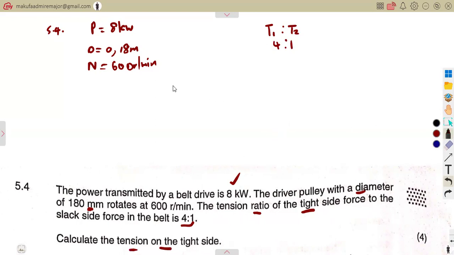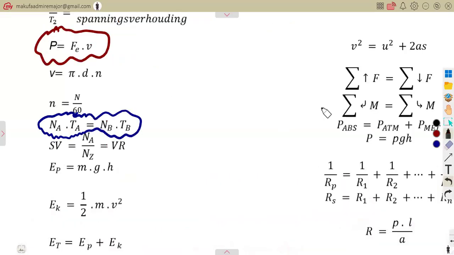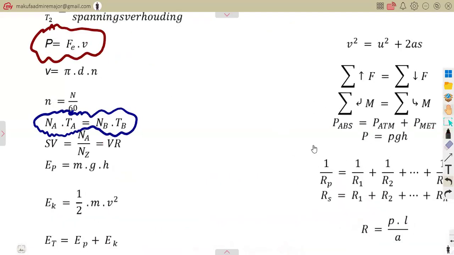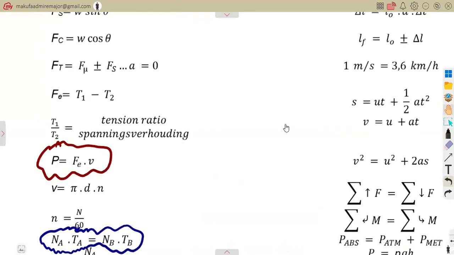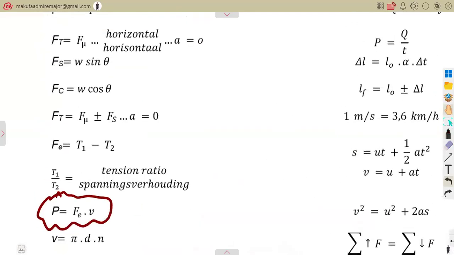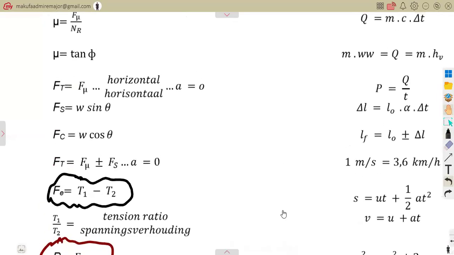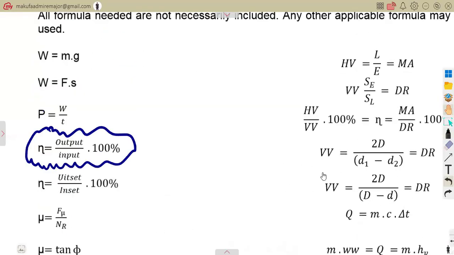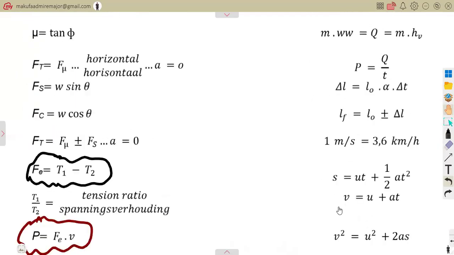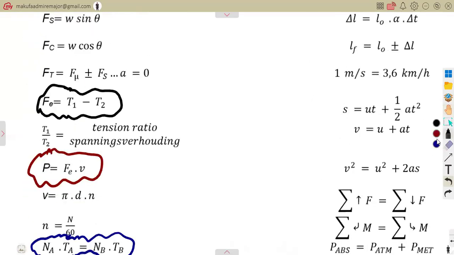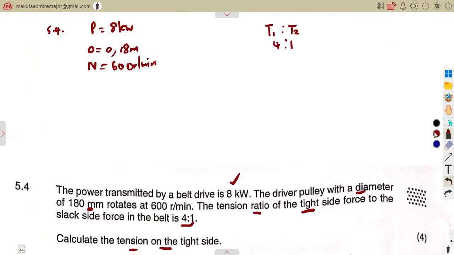Okay, we are given the power. What is it that we can formulate there from the power and this whole thing that you are given? Remember that power is the effective tension times the velocity, and that Fe is equal to T1 minus T2. And that velocity can be calculated also. Where's that formula for pi dn? Okay, this one. You can also calculate your velocity pi dn. So we've got three things that we need to consider: calculation of the velocity and the application of that power.